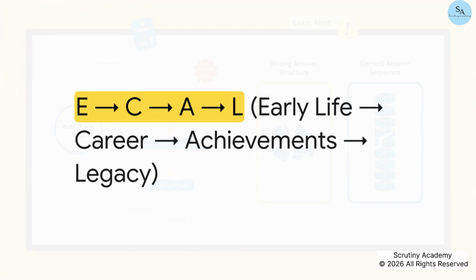So when you're revising for your exam, just remember this. Burn it into your brain. E, then C, then A, then L. Early life, to career, to achievements, to legacy. That's it. That's the whole game plan, right there.